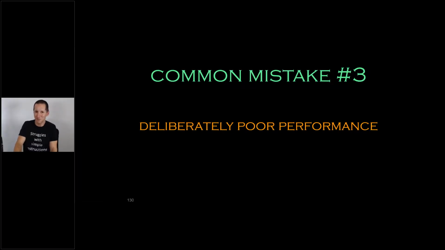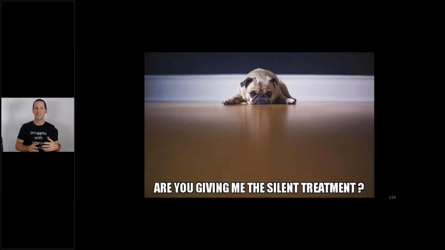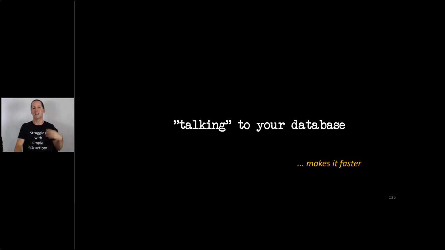Now, while we're talking RI, we're getting on to our next common mistake, and that is what I call deliberately poor performance. Now, RI is not just for RI. That may seem like a strange statement to make, but RI is much more useful than just implementing referential integrity constraints. In particular, when you use referential integrity constraints, what you are doing is giving the database information to actually do its job. And if you don't give the database that information, if you give the database the silent treatment, you can have problems. In fact, talking to your database actually makes it faster.